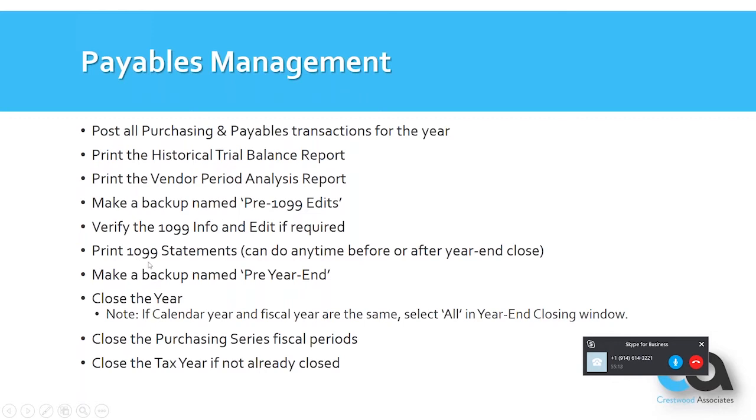So after you've printed those 1099s, then you can make another backup so that you have that with all of those adjustments on there. And at that point, you're ready to run the actual close the year process and close your periods and everything. So those are all the steps for payables. It's not too bad there. And there's a couple extra things in payables, mainly related to the 1099s. So what we'll do now is we'll go through and look at some of those windows so you can see what they look like inside GP.